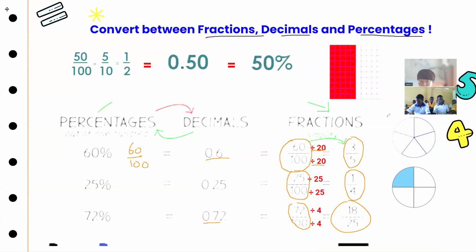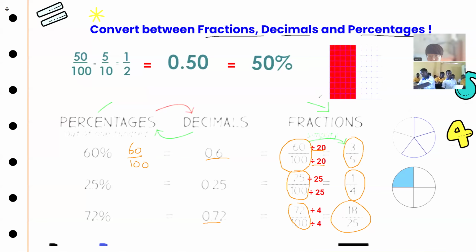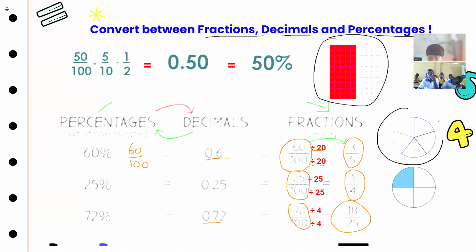So I also drew some of these to represent the fraction as a map. So 50%, you take half of the square. And then this is a representative of 3 over 5. It's taking 3 spots out of the 5. And in the bottom here is an example of 1 over 4.